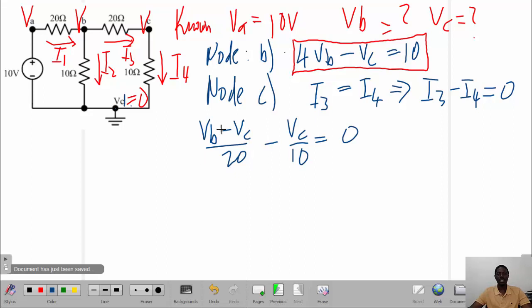So from there we expand. We've got VB here, we've got VC and VC over 10. So in short, we can say this is VB over 20.